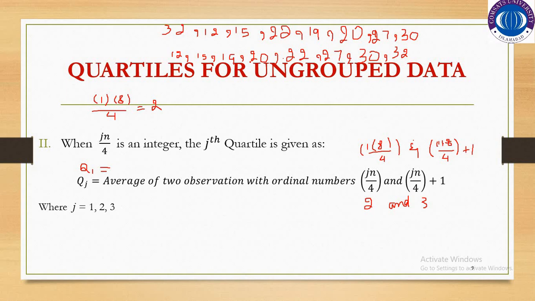So you will go to the arranged data. So 1, 2 and 3. So this is the observation with ordinal number 2 and this is the observation with ordinal number 3. So Q1 will be the average of these two observations, which is 15 plus 19 divided by 2. This one is equal to 17. So Q1 is equal to 17. Similarly, you can find out Q2 and Q3 as well.